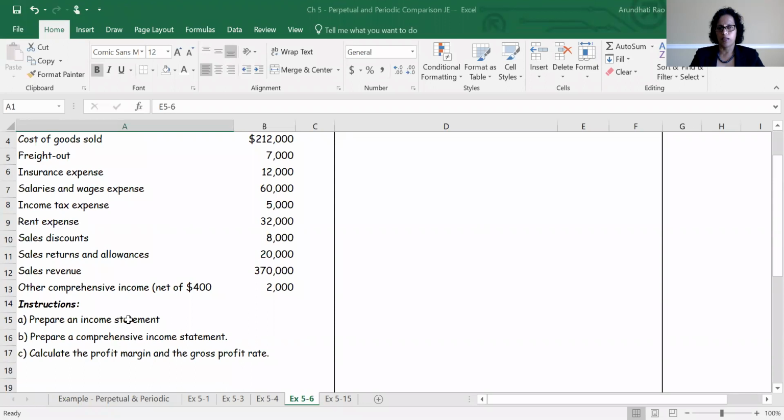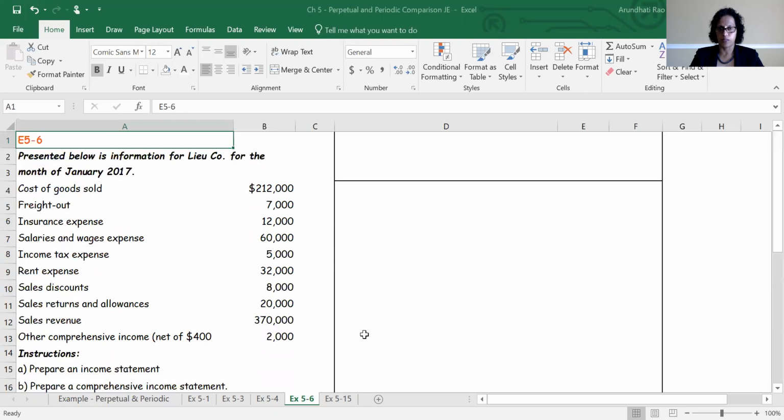We've been asked to prepare an income statement, a comprehensive income statement, and to calculate the profit margin and the gross profit rate. We'll take care of that last part a little later. We have to first start with the income statement.